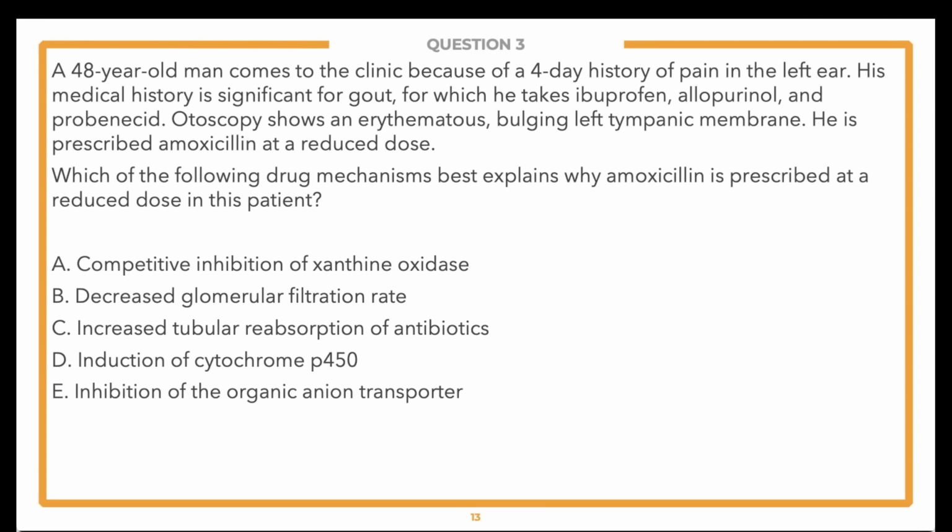Answer choice E, inhibition of the organic anion transporter. D, induction of cytochrome P450. C, increased tubular reabsorption of antibiotics. B, decreased glomerular filtration rate or a decreased GFR. A, competitive inhibition of xanthine oxidase. So with that, we're going to go ahead and open up the polls and let you lock in your answers.